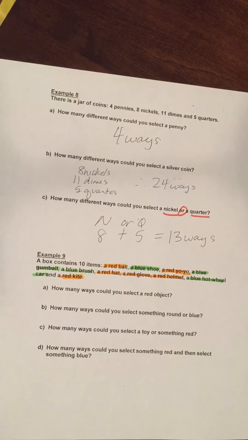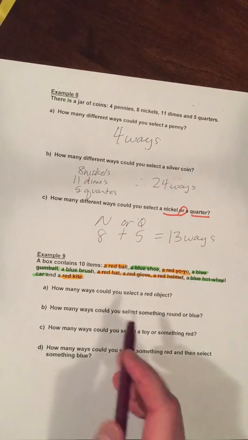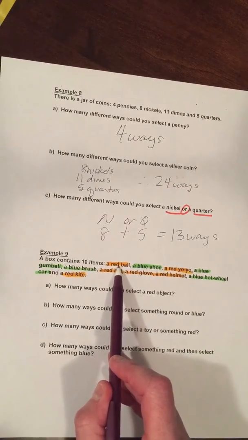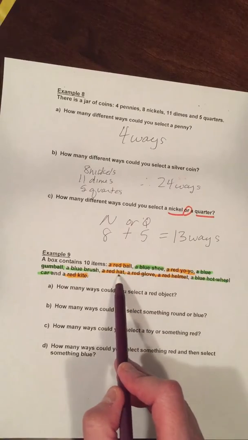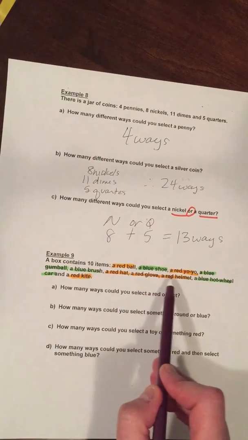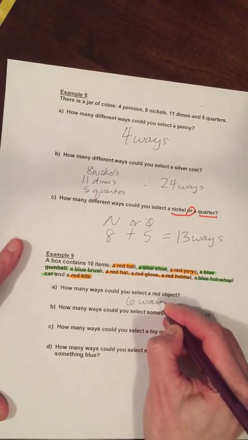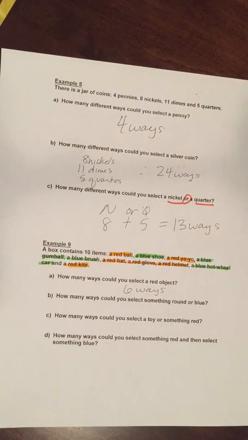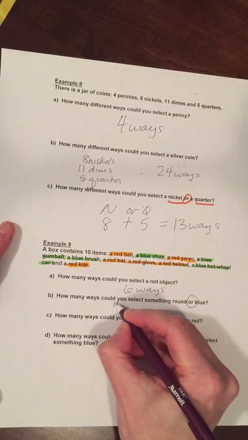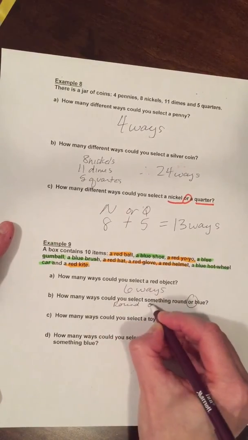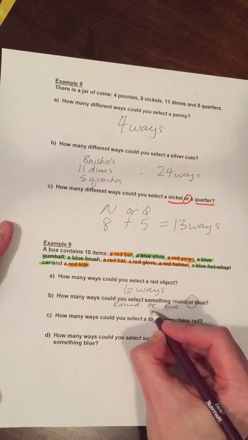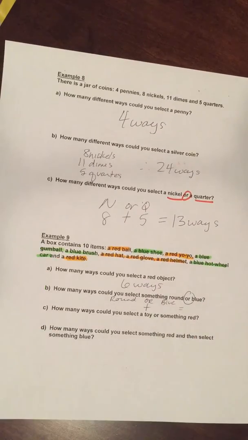How many ways could you select a red object? Well, there's a red ball, a red yo-yo, a red hat, a red glove, a red helmet, and a red kite. 6 ways. 6 different red things. How many different ways could you select something that's round or blue? And I think we all get the idea that the word or means add.